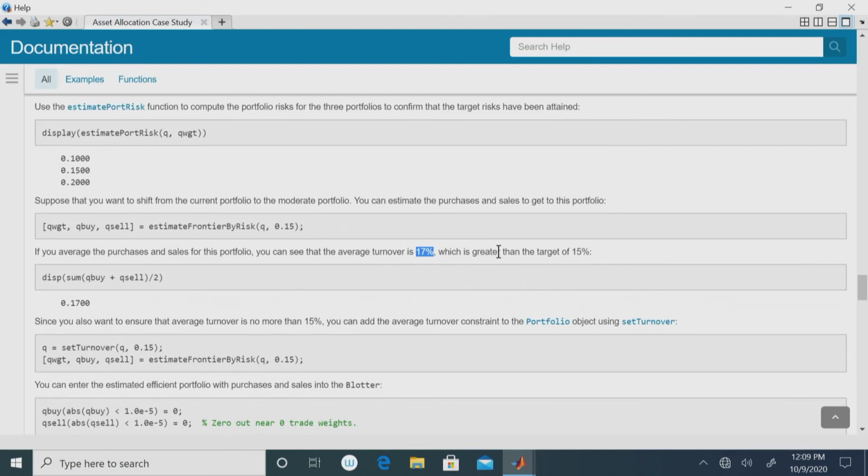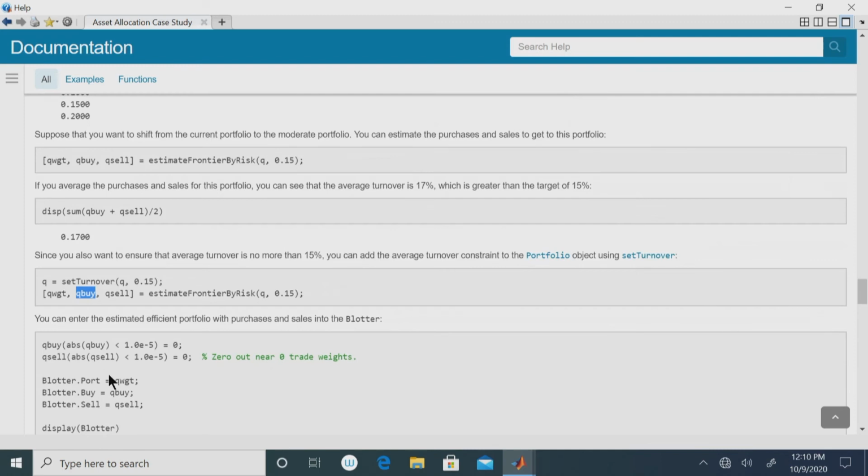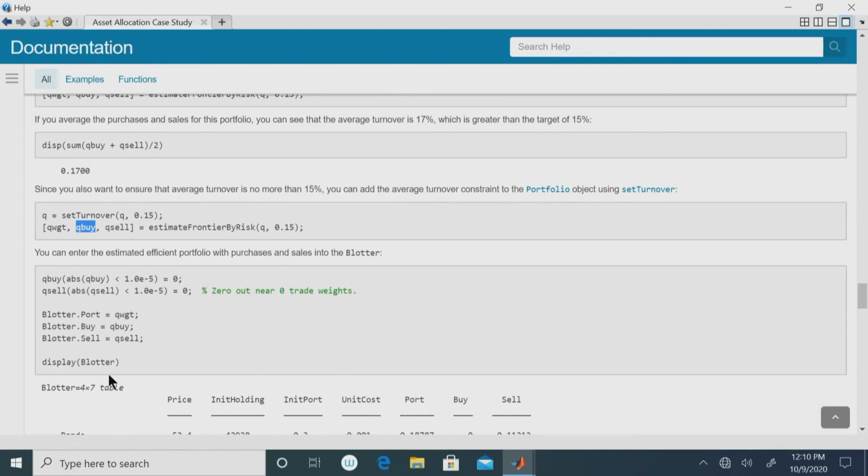So, what you want to do now is set the portfolio turnover. Obviously this command is not working, so there is a set turnover in the financial toolbox, which will ensure that you take the portfolio Q and set it such that the turnover is restricted to 0.15. Then you make an estimate of the weights of the portfolio after having set the turnover at 15%, and of the buying and selling strategies that ensure the turnover is restricted to 15%.